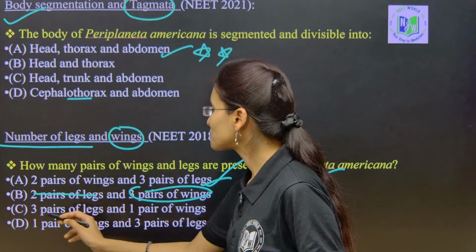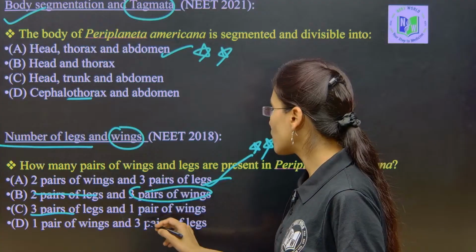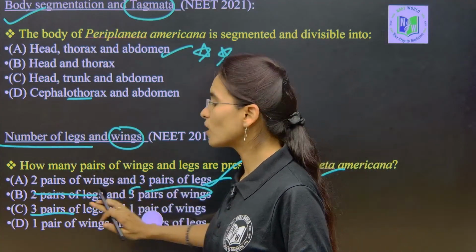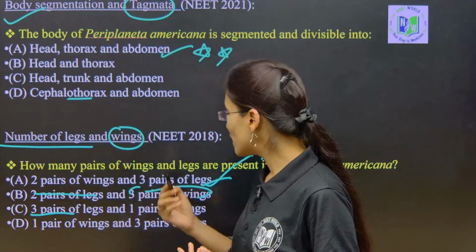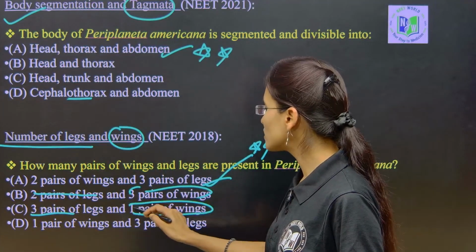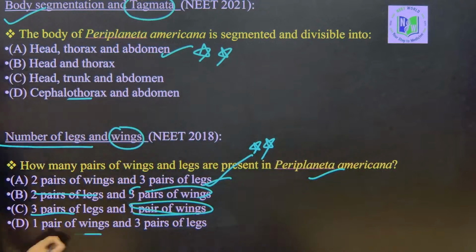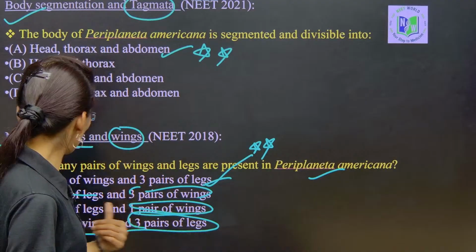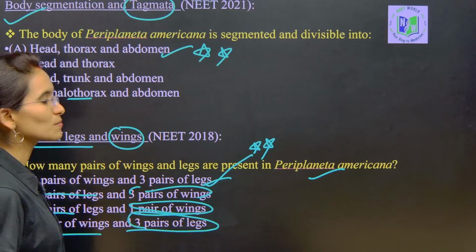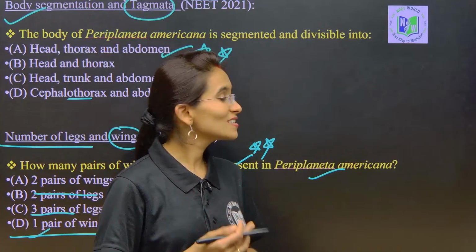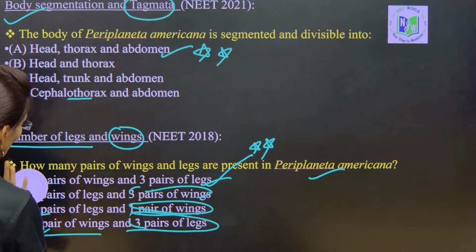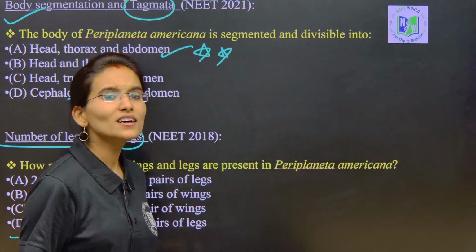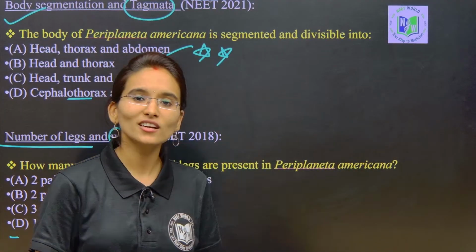And next one, 3 pairs of legs and 1 pair of wings. This option is also wrong, my dear students. 3 pairs of legs is true, but we have 2 pairs of wings, not 1 pair. And the next one, 1 pair of wings and 3 pairs of legs. 3 pairs of legs we have, but not 1 pair of wings. So this is the way of the questions that we may expect in the exam, right? So focus and learn in depth regarding each and every structure of the cockroach.